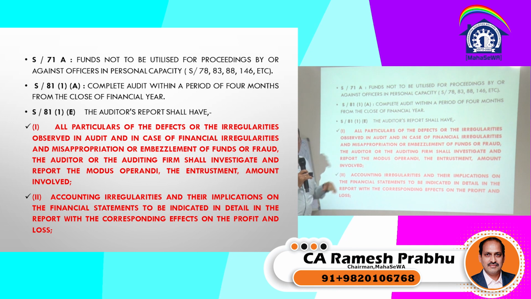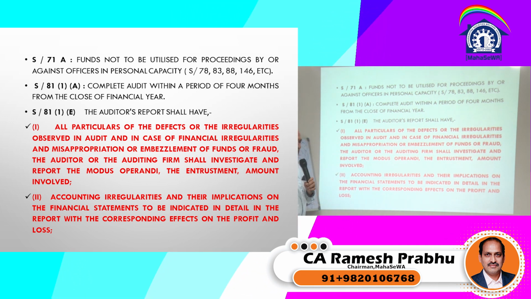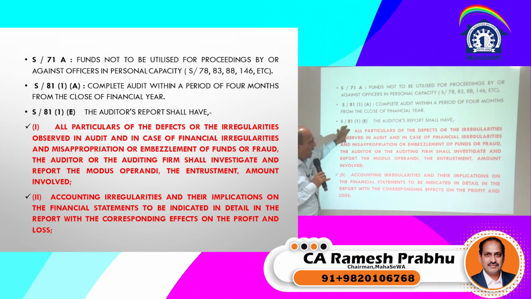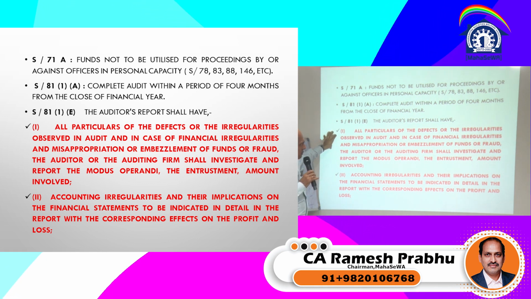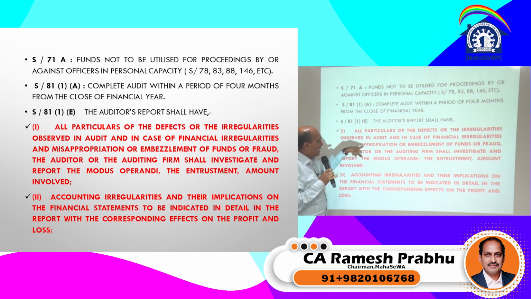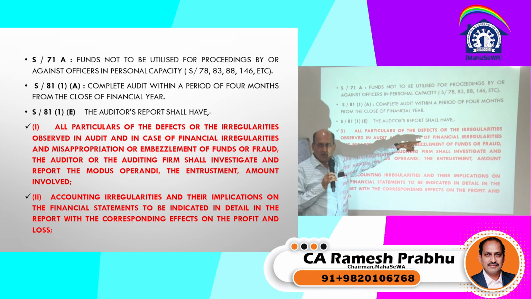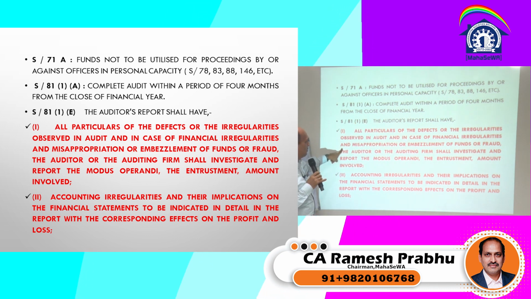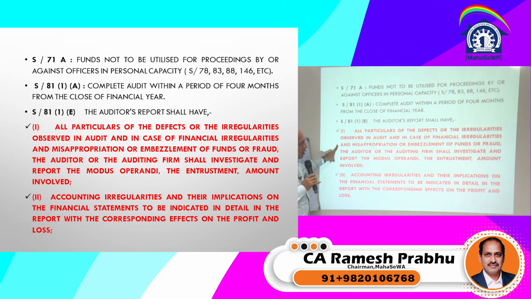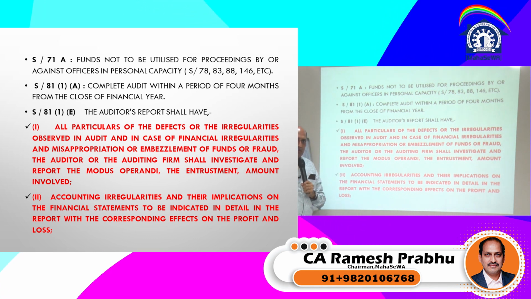So the audit report should contain all the defects that you have noticed in the books of account, in the management of the society, in non-compliance of certain provisions of the Act, rules and bylaws, and the government circulars issued from time to time. In case of financial irregularities and misappropriation or embezzlement, there is a difference between irregularities and embezzlement or fraud. Irregularity is something which was not supposed to be done, it has been done.